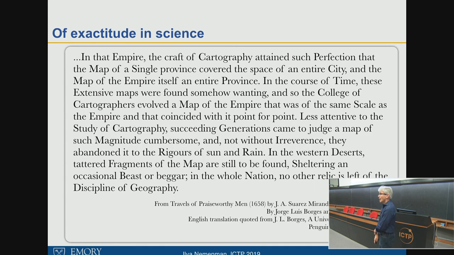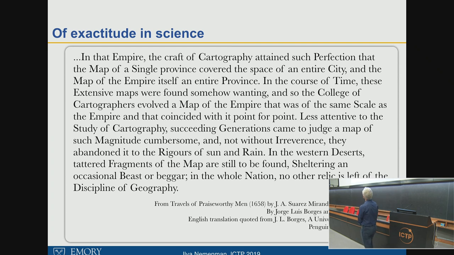So how are we going to model this? I'm always tempted to read this thing aloud. This is a short story by Borges, and that's the philosophy which I have about modeling biological systems. And the title of the short story is Of Exactitude in Science.